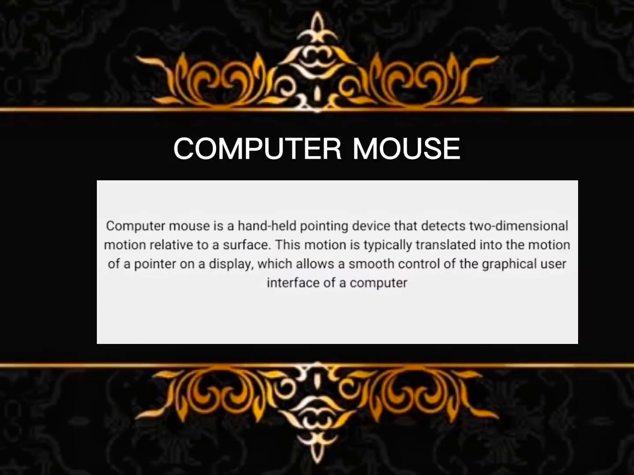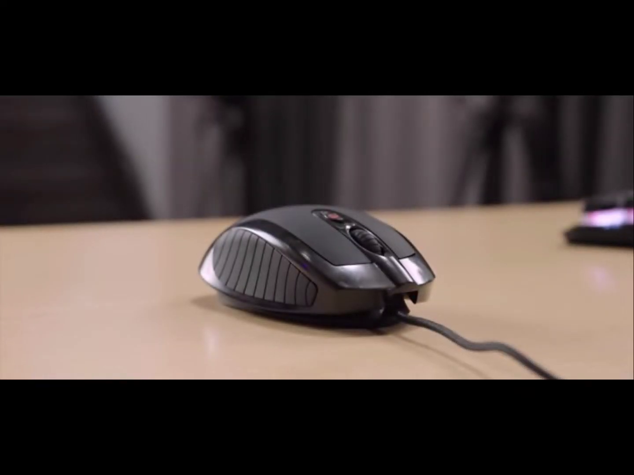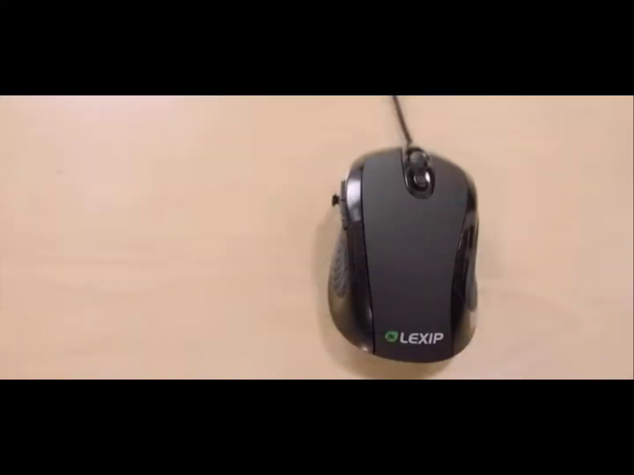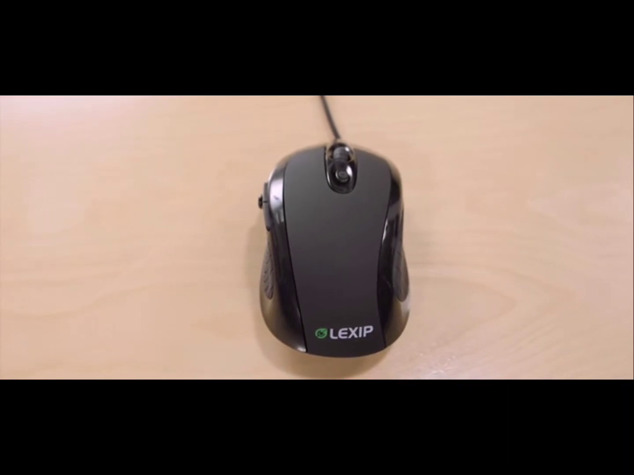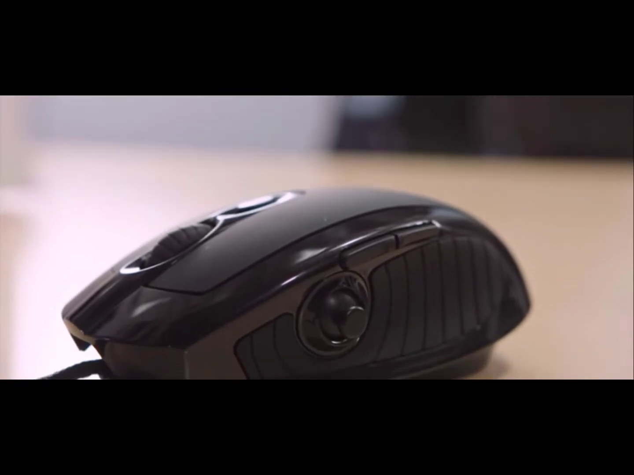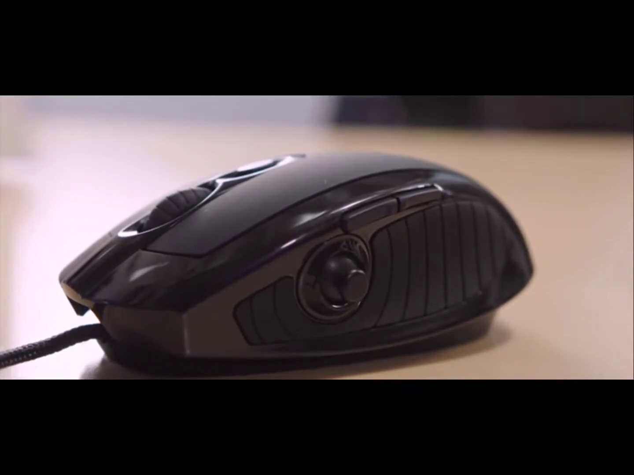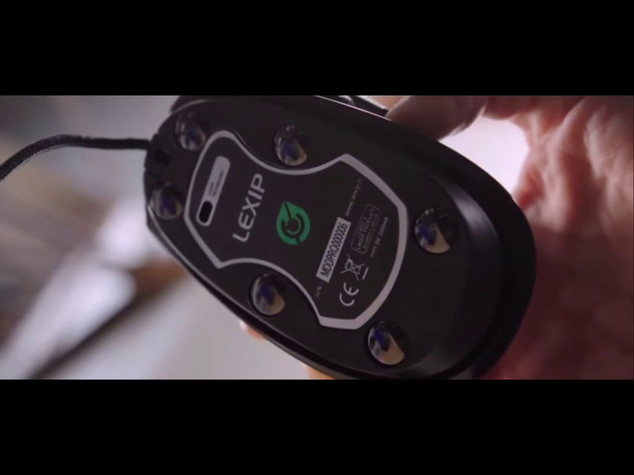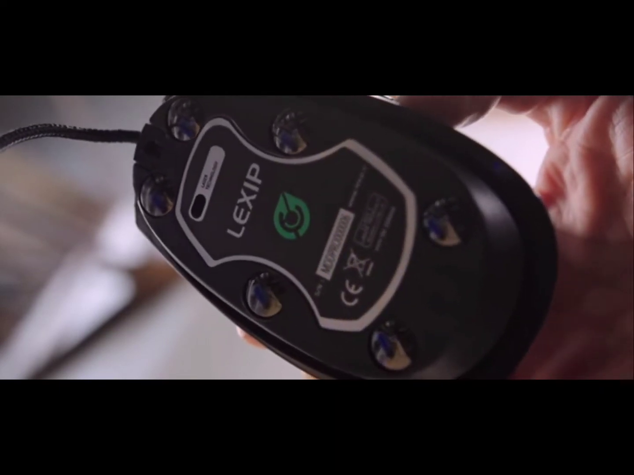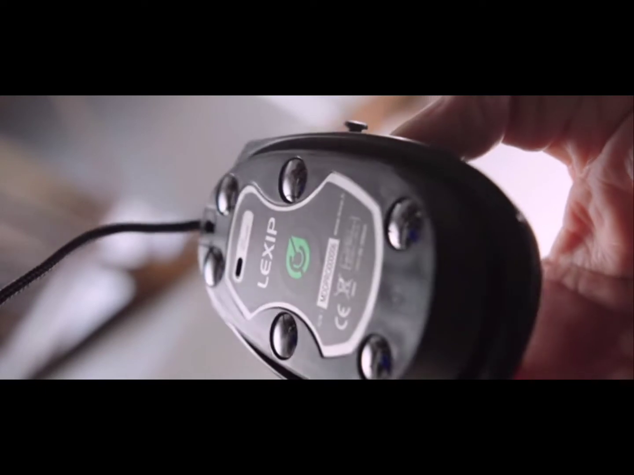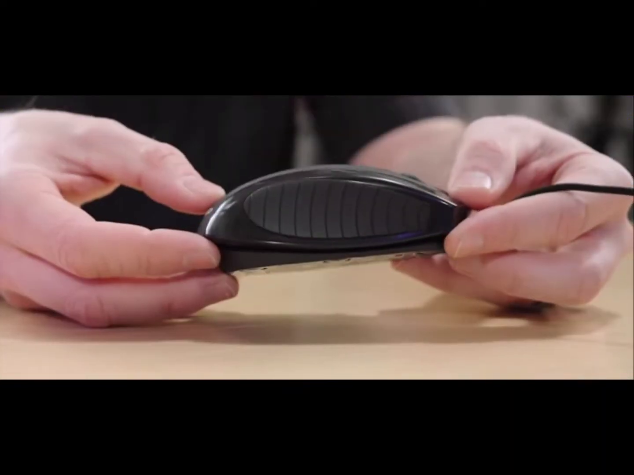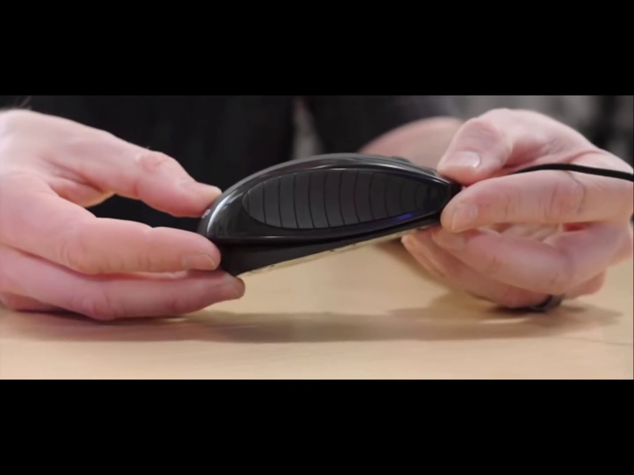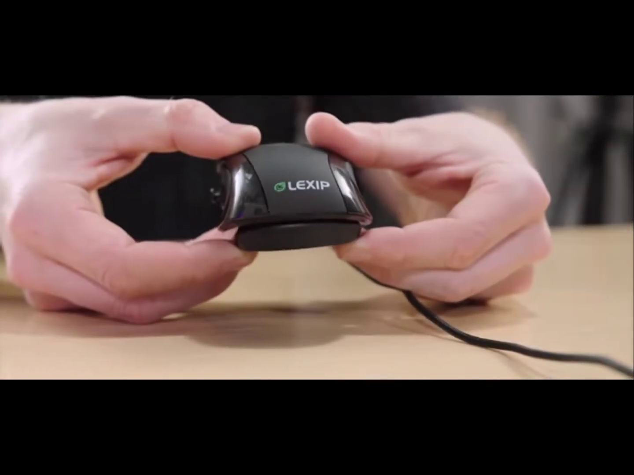Computer mouse is a handheld pointing device that detects two-dimensional motion relative to a surface. This motion is typically translated into the motion of a pointer on a display, which allows smooth control of the graphical user interface of a computer. For desktop computers, the mouse is placed on a flat surface such as a mousepad or table in front of your computer. The main function is to move the mouse pointer on the screen.